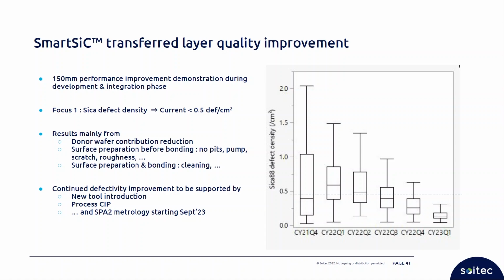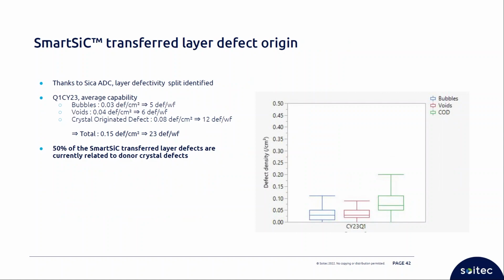We sometimes reduce the contribution of the donor wafers. Second, we improve the SmartCut process with surface fabrication before the bonding. All the donor, under the number. We will continue, of course.